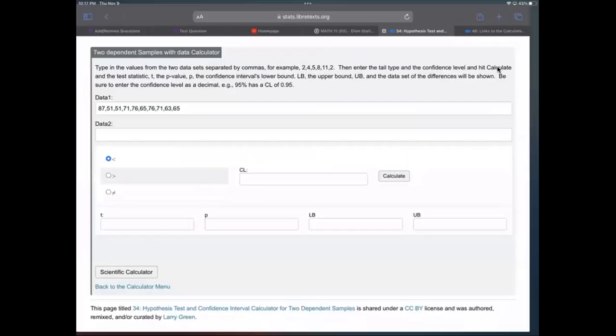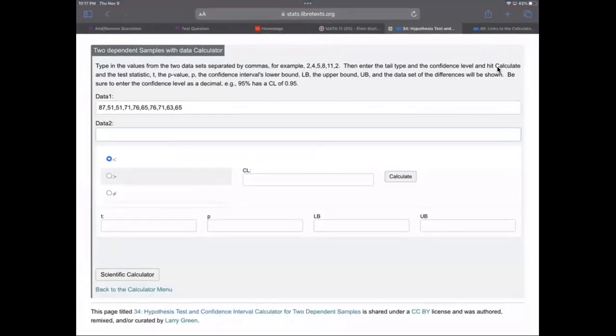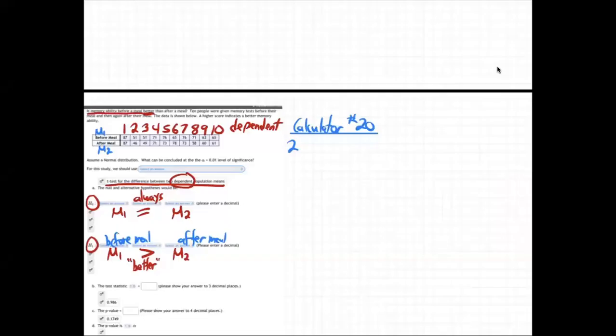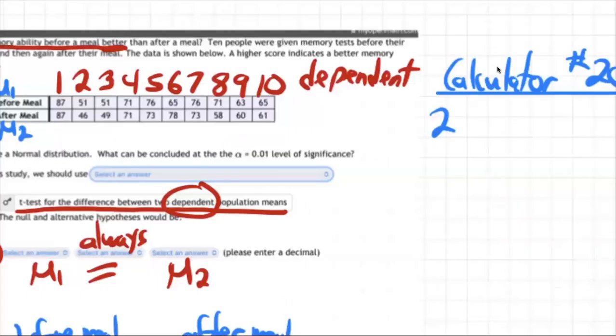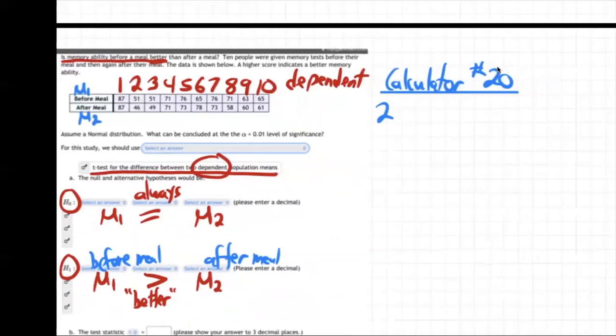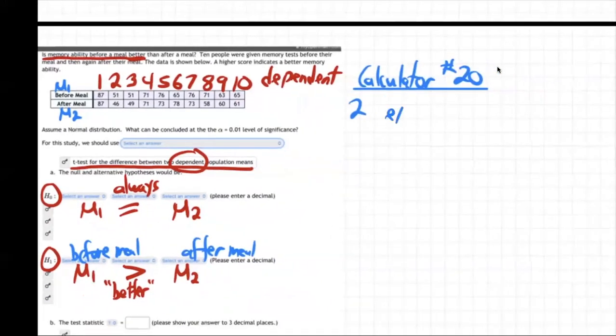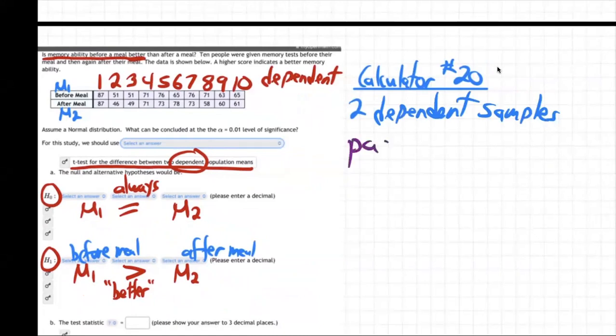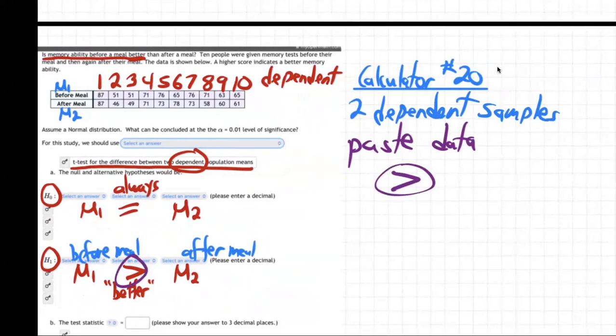When you choose number 20, this will pop up. And I put the data 1 list in there already. Let me show you how I did data list 2. This is two dependent samples, calculator number 20. And then you basically just paste the data and then choose the radio button, which is going to be greater. Choose the radio button greater and then hit calculate.